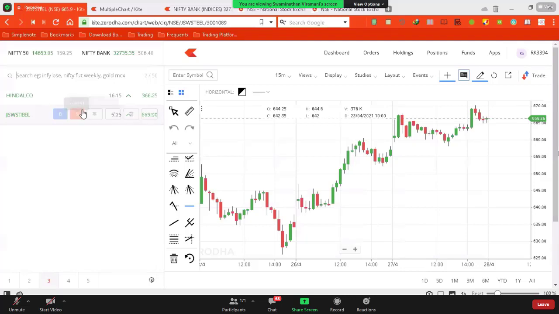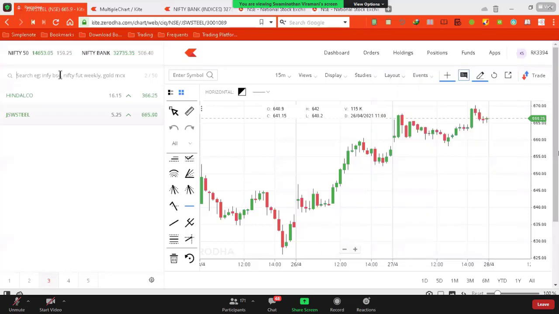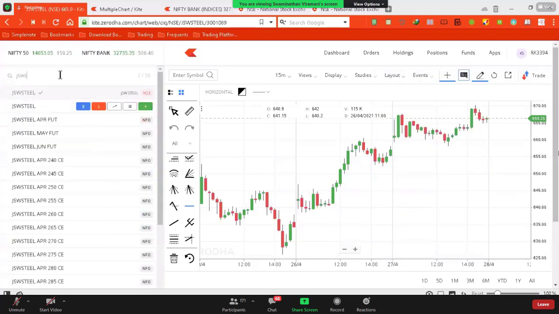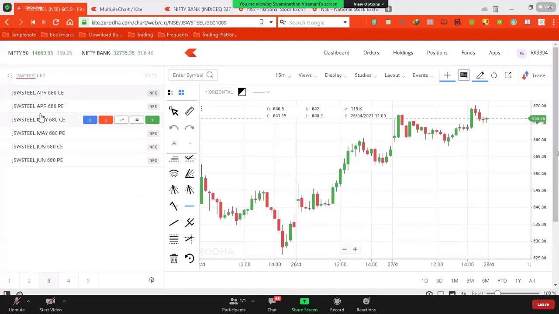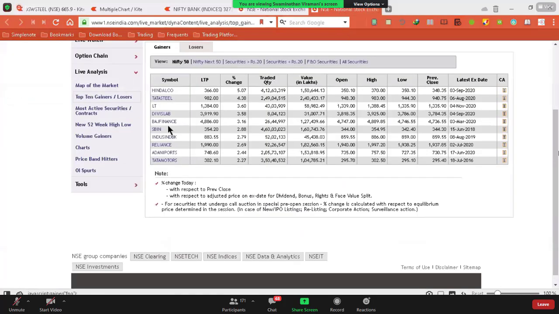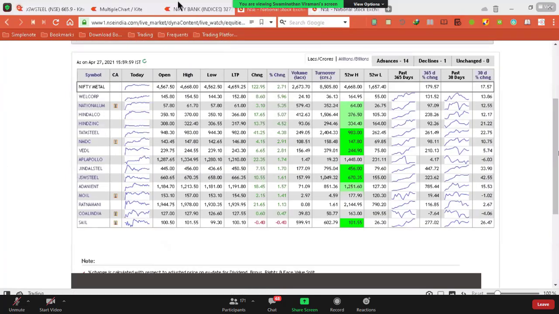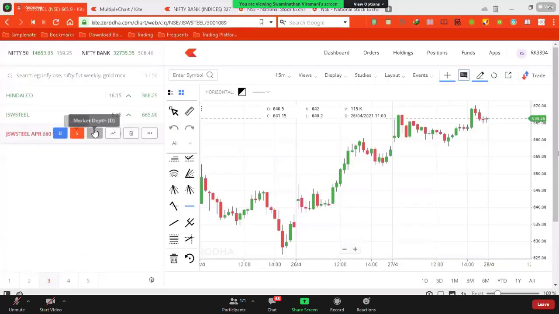So let us look at what is the price we saw again? 664. So let's pull up our calculator and start calculating. 664 into 1.03, 3% away is 685. Let us look at JSW Steel, 680 CE. All right. Now the best part is, since it is there in the top gainers list, at some point of time during the day it has come into the top gainers list. You're going to look at this and take an entry based on the HeikenAshi candle.